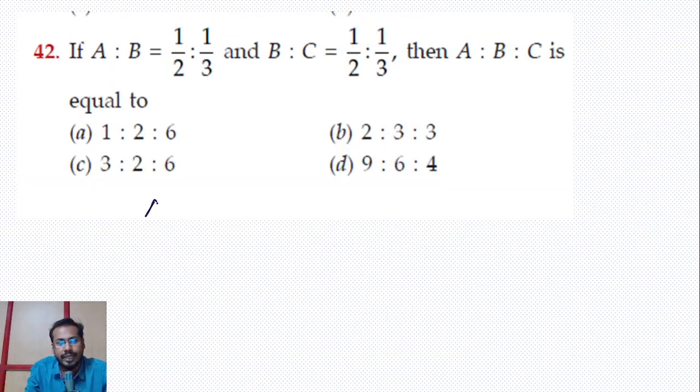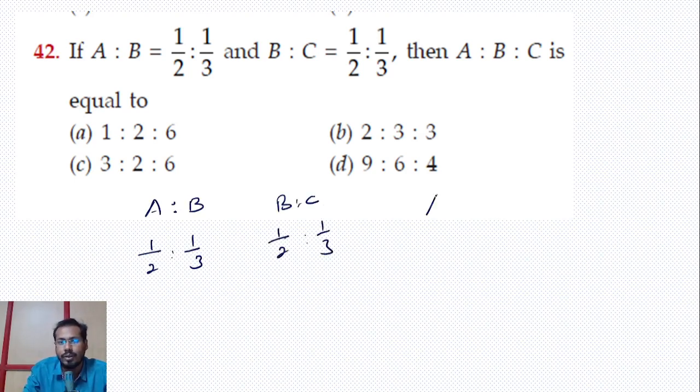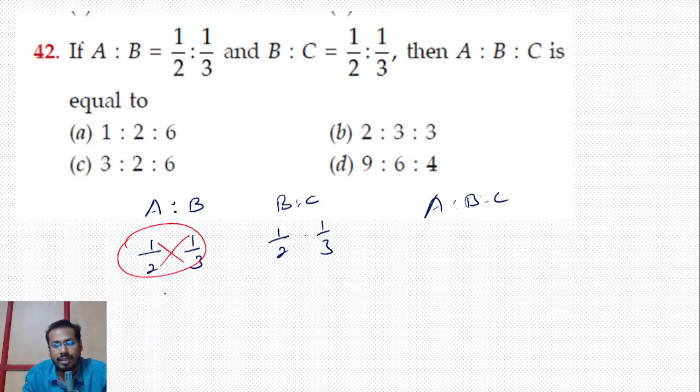A is to B is 1 by 2 is to 1 by 3. Then B is to C is 1 by 2 is to 1 by 3. And what is A is to B is to C? Actually, when the ratio is given in fractions, how to solve it? That's what is most important. Don't write like this, just do cross multiplication. So this A is to B is nothing but 3 is to 2. Here also the same cross multiplication, that is 3 is to 2.